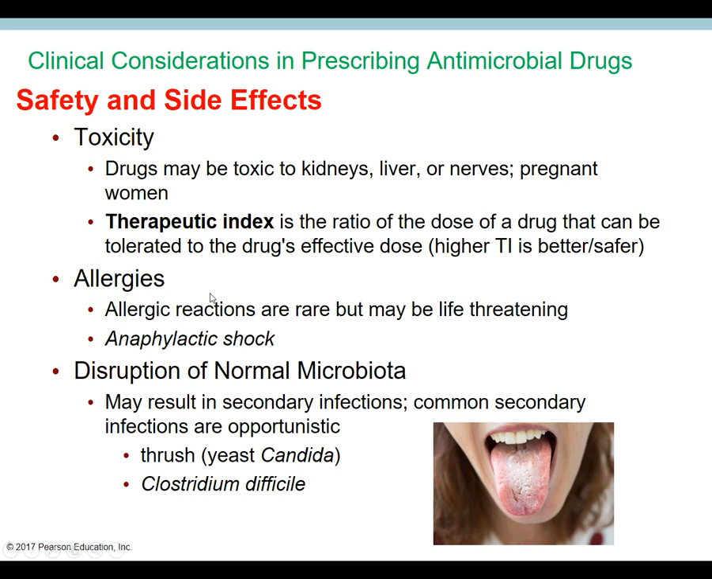All right, toxicity. Drugs are toxic to the kidneys, liver, and nerves. And pregnant women are always at risk for toxicity issues. But there's this measurement called therapeutic index. It's the ratio of the dose of the drug that can be tolerated to the drug's effective dose, meaning the level of the drug that doesn't hurt the patient versus how much drug you need to cause the infection or the negative effect to go away.